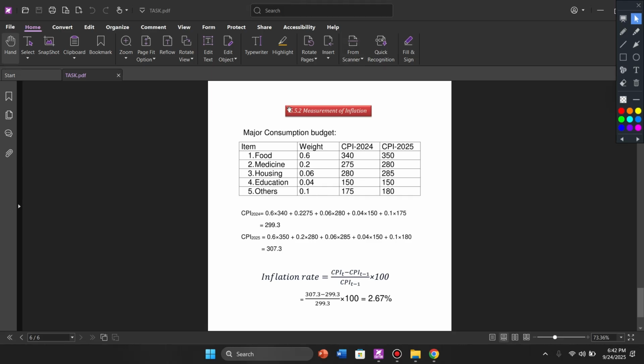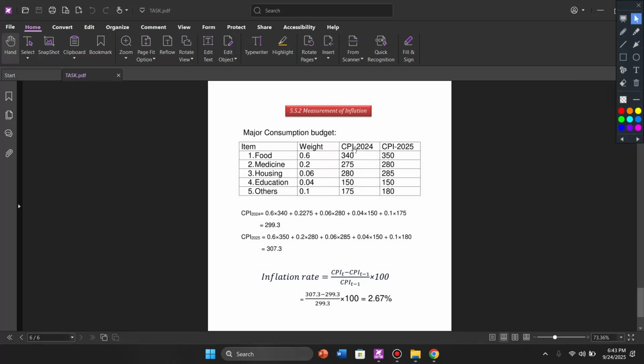Okay, now we are in the last topic of the video, which is measurement of inflation. For measurement of inflation, we already know the formula. Now we have to know how to use it. Here you can see the item weights, CPI of 2024 and CPI of 2025 are given. This is a weighted average, not a normal average. Weights like 0.6, 0.2 are given, and the total summation of the weights must be 1, or if given in percentages, it has to be 100%. You have to note this.